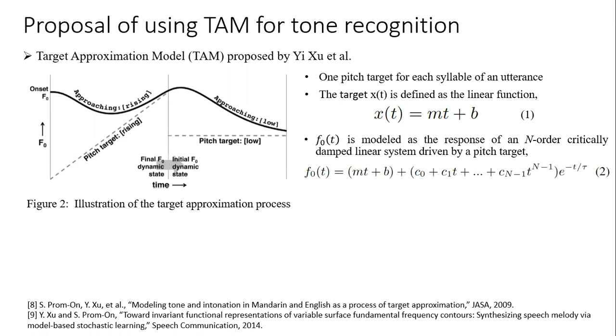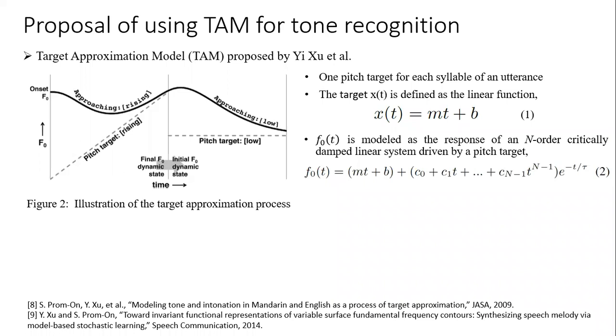In figure 2, there are 2 syllables delimited by vertical lines. The dashed lines represent the underlying pitch targets. The thick solid line represents the surface pitch contours that asymptotically approaches these 2 successive pitch targets.